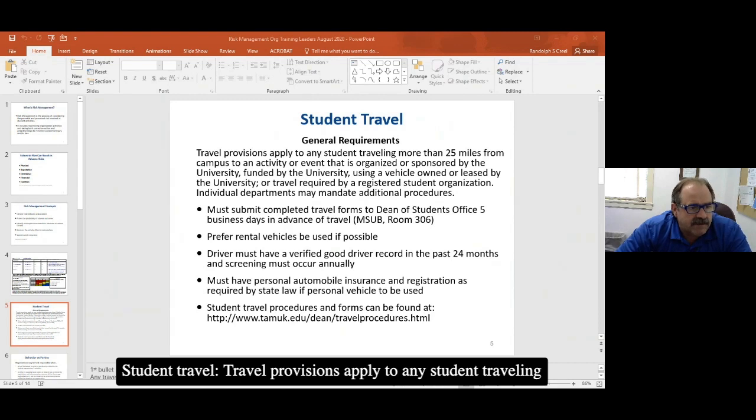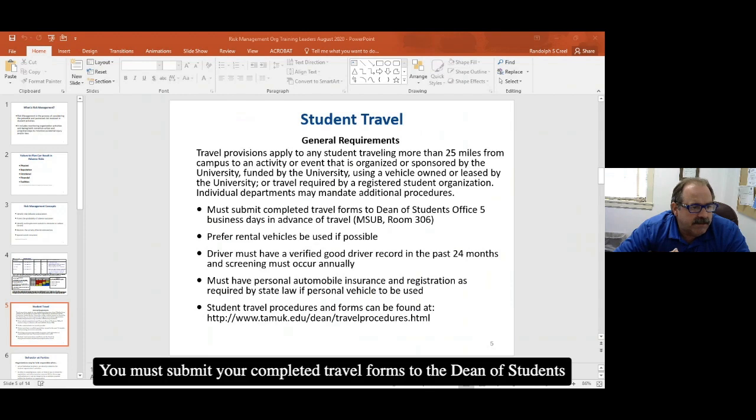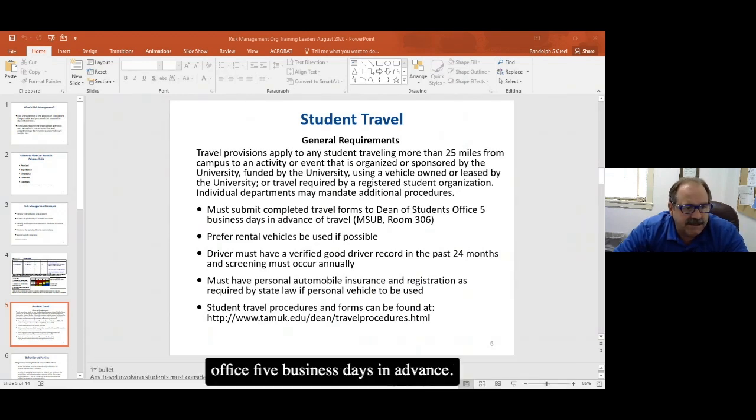Student travel. Provisions apply to any student traveling more than 25 miles from campus. And for us, that's pretty much anywhere we go. You must submit your completed travel forms to the Dean of Students Office 5 business days in advance.